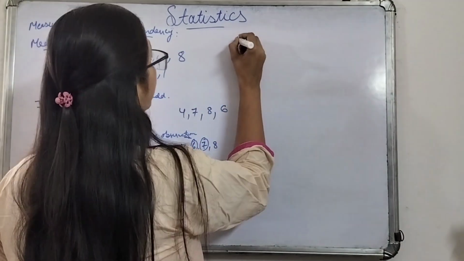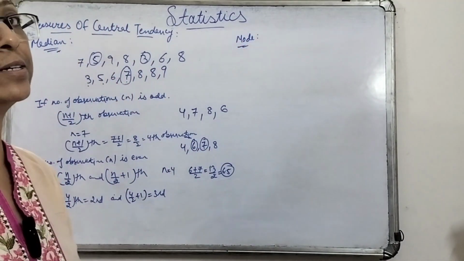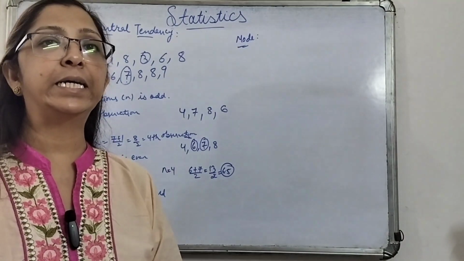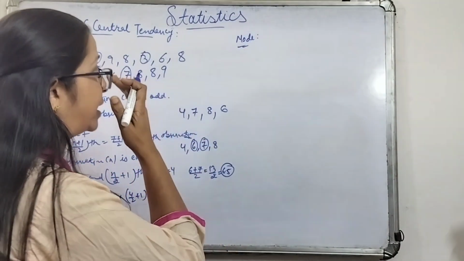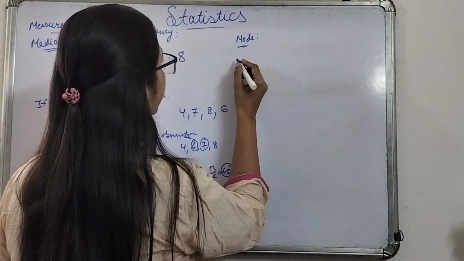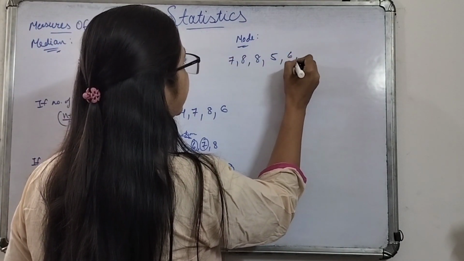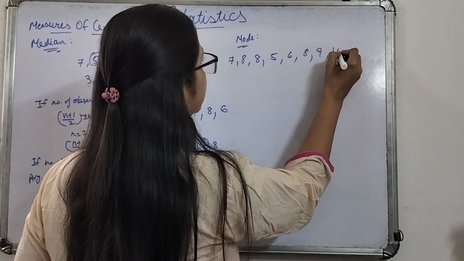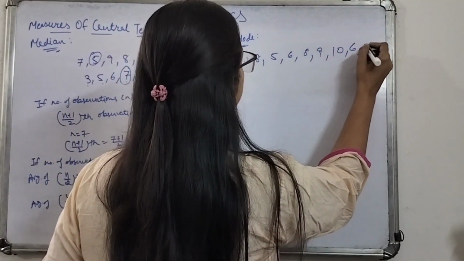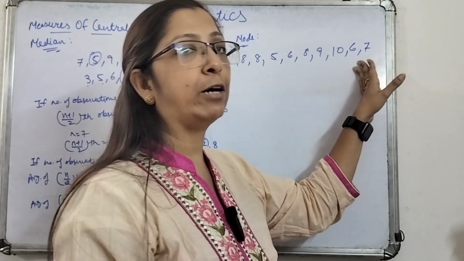Now let's see what mode is. The most frequently occurring observation is your mode. The observation which is occurring most frequently is your mode. Suppose there are 10 students and the marks obtained by these 10 students out of 10 are 7, 8, 8, 5, 6, 8, 9, 10, 4, 5, 6, 7, 8, then 6 and then 7. These are the marks obtained by 10 students out of 10.